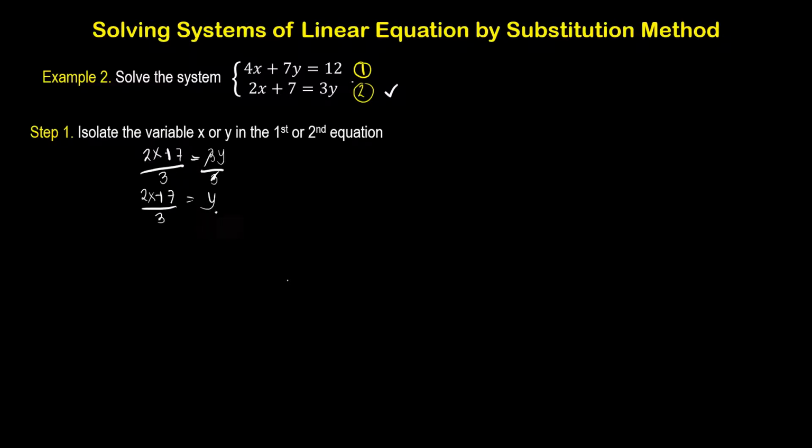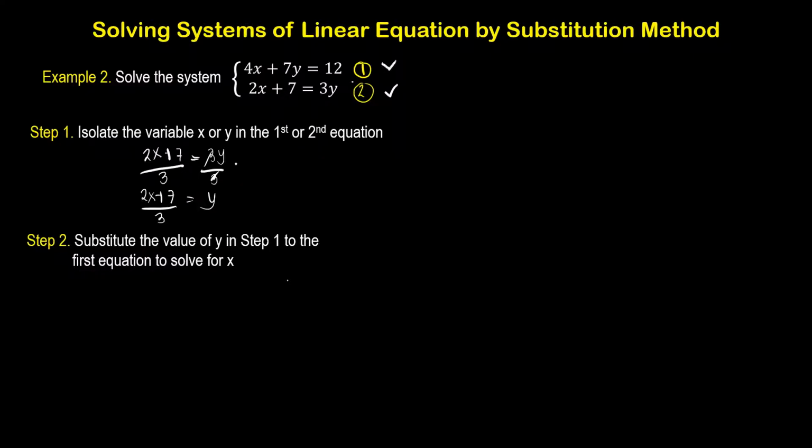So, that means gagamitin natin to for our second step, which is to substitute the value of y in step 1, which is yung nakuha natin dito kanina, to the first equation para ma-solve natin si x. So that means, gagamitin natin ang first equation para i-solve natin si x. So we have 4x plus 7y is equal to 12. Now, by substitution method, gagamitin natin ang value ni y dito para ma-solve natin si x.